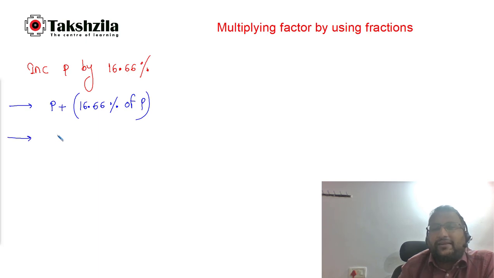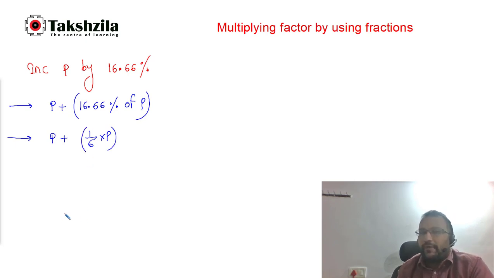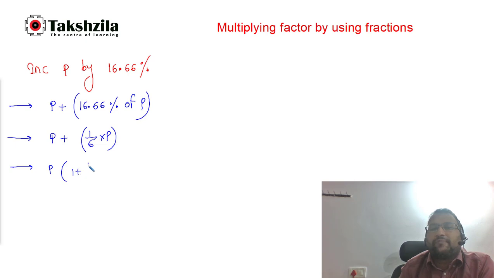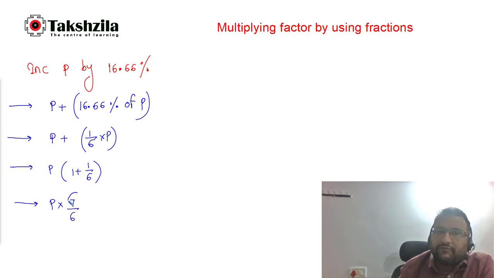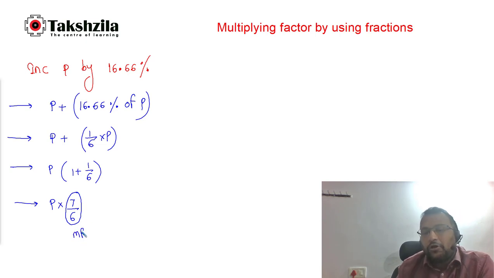So over here this addition is going to be how much? P plus 1 by 6 into P. We know 16.66% is equal to 1 by 6. So if you take P common in a bracket, 1 plus 1 by 6 is remaining. Now if we solve this bracket further, 1 plus 1 by 6 is going to be 7 by 6. So over here this 7 by 6 is called the multiplying factor. So this step you can use as a formula.